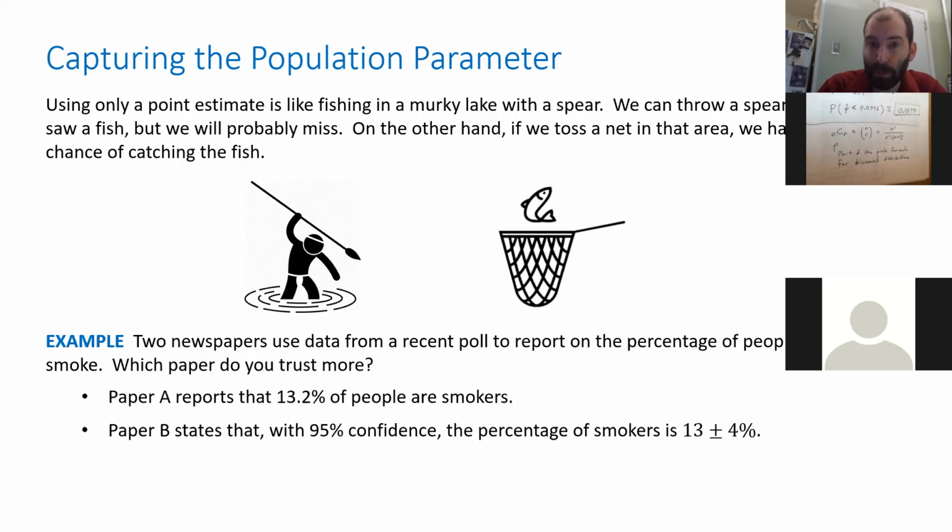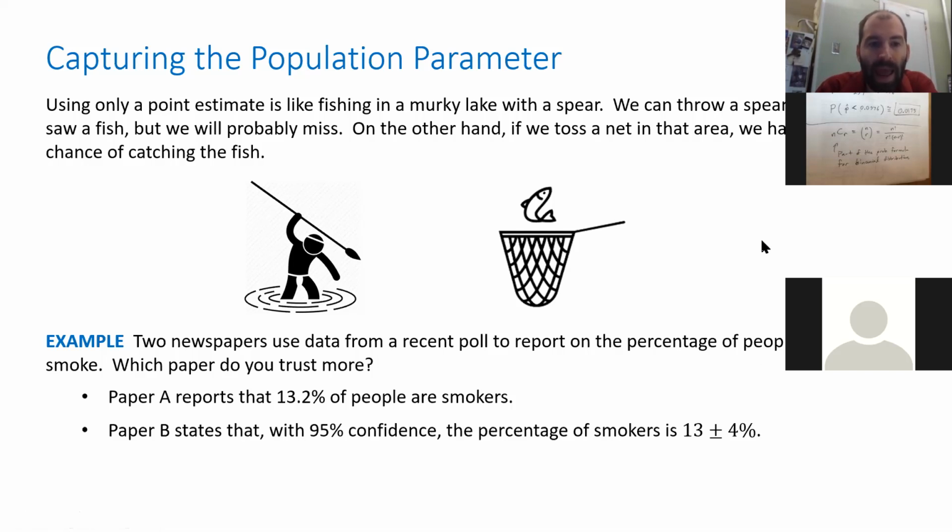Our sample proportion probably isn't exactly right. You shouldn't expect it to be exactly right. On the other hand, if we toss a net into the area, we have a good chance of catching the fish. So this is the idea of confidence intervals, that a net is better than a spear. So here's an example. Two newspapers use data from a recent poll to report on the percentage of people who smoke. Which paper do you trust more?